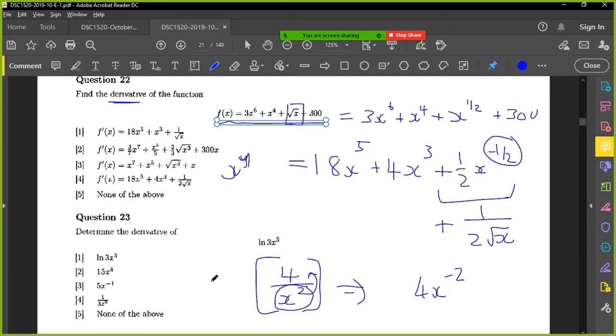Because remember, x to the 0 is what? It's 1. Correct. So if you had to write this down, you could write it like this: 4x to the 0 over x to the 2. When you have this and that, what do you do? You subtract, because you have division. So you could have 4x to the 0 minus 2. That's another way of looking at it.